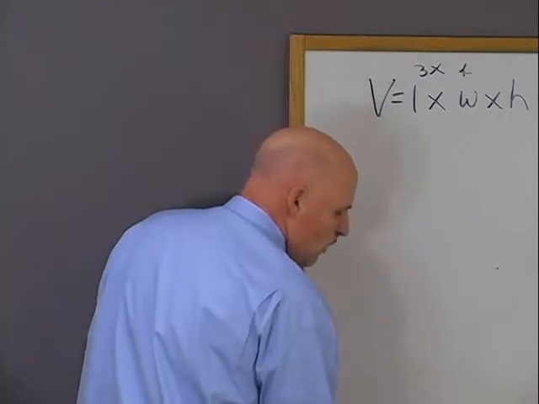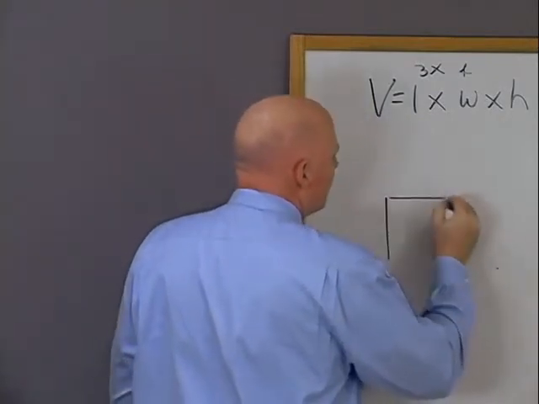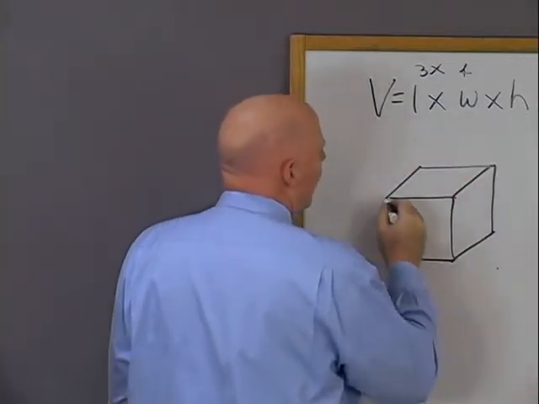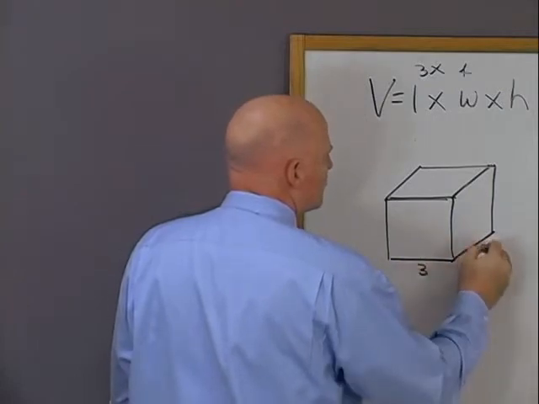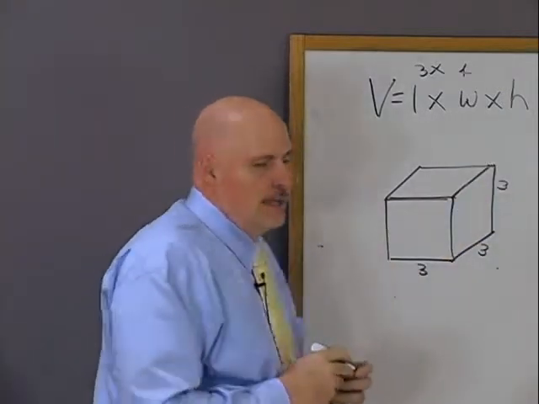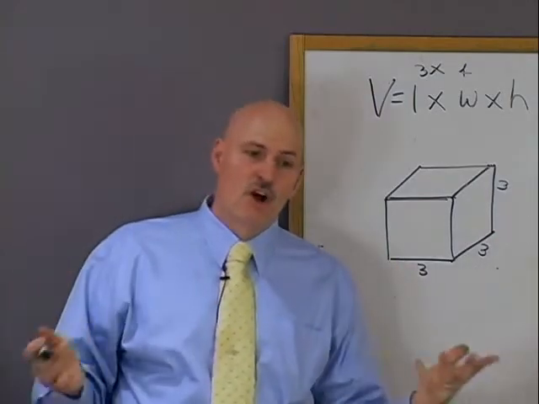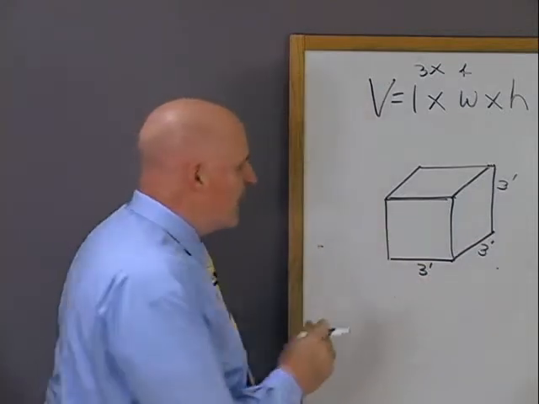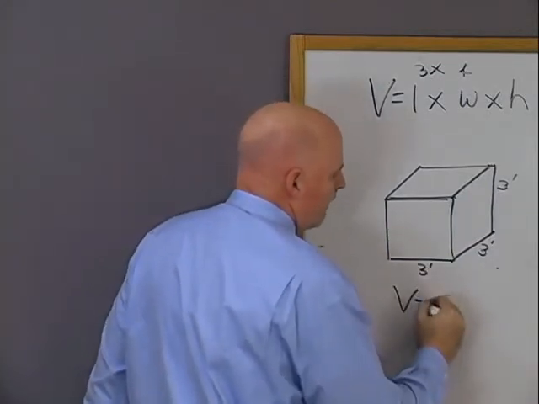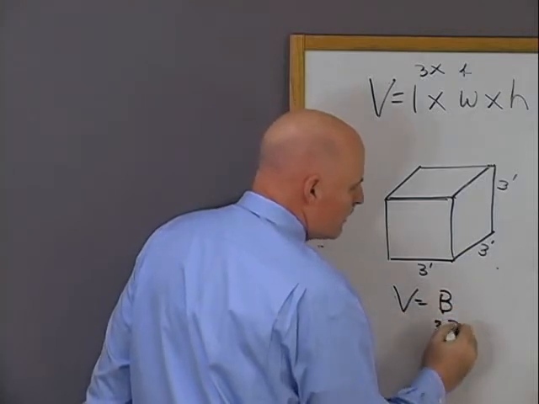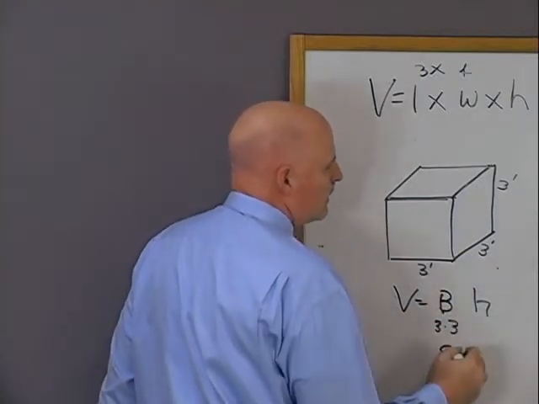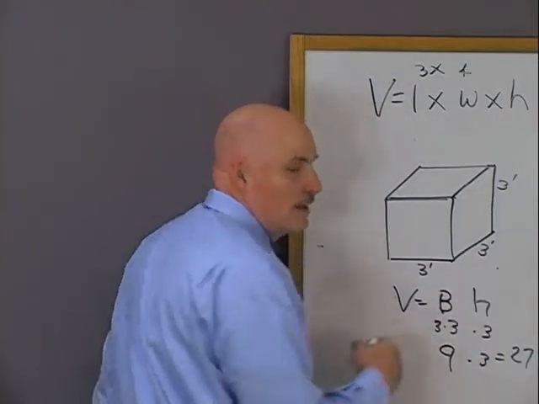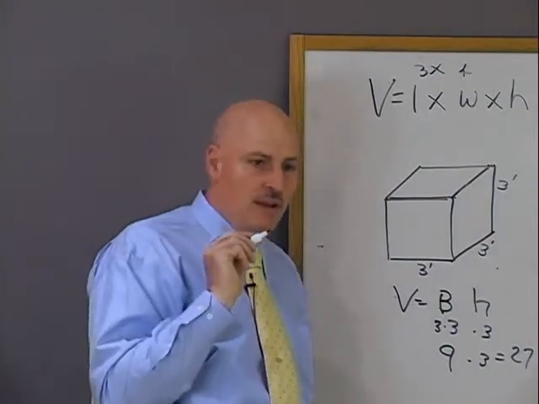So what if you had something where it was the same base, it was a cubic shape, and all these were the same. This was 3, this was 3, this was 3. You call that a cube. What's the volume of this cube? Let's say that these were feet. Well, what's the area of the base? It'd be 3 times 3, right? Which would be 9. What's the height? 3. So times another 3, 27 cubic feet. Or feet with a little 3, cubed.